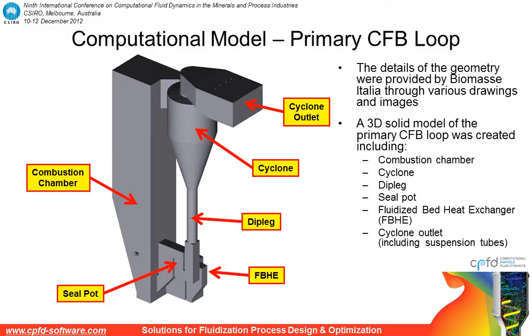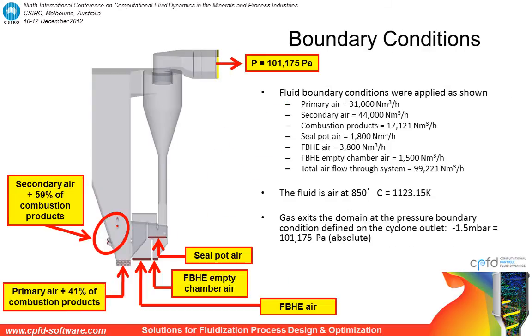Here is the computational model for the primary CFB loop, which includes the combustion chamber, seal pot, fluidized bed heat exchanger, cyclone dip leg, cyclone, and cyclone outlet. Here we're looking at the boundary conditions which were applied. There were a number of them: fluidized bed heat exchanger air, seal pot air, primary air, secondary air, etc.